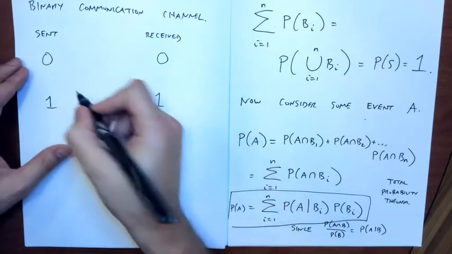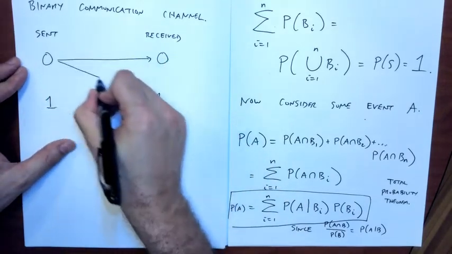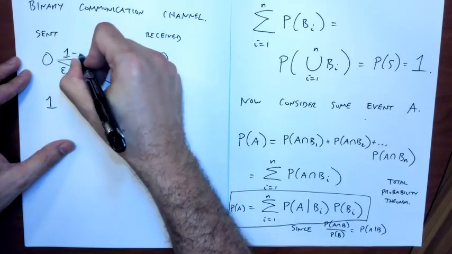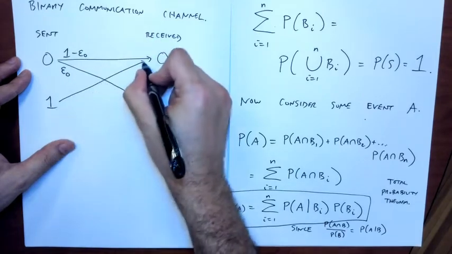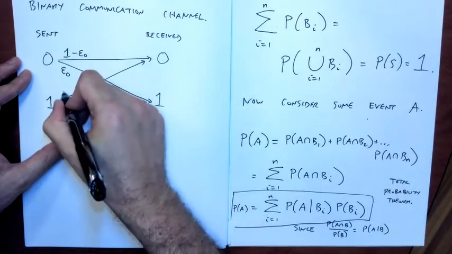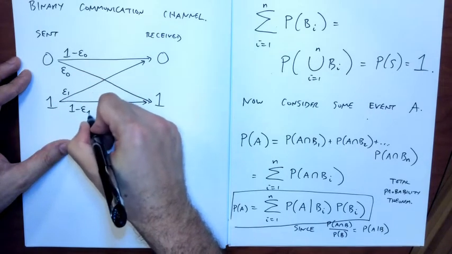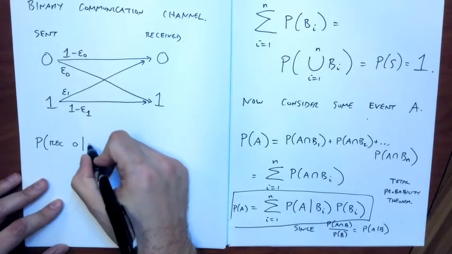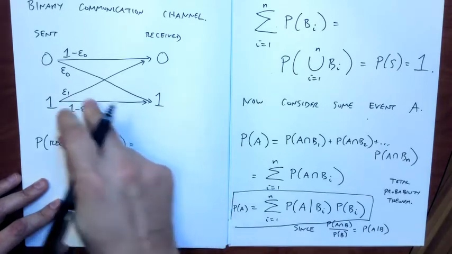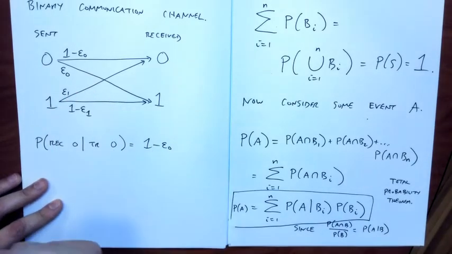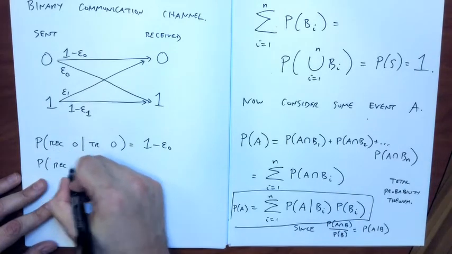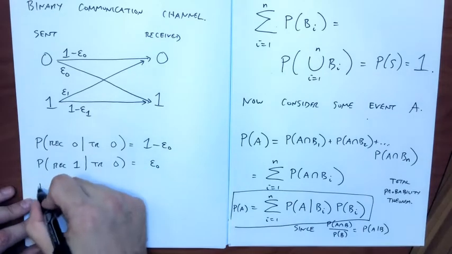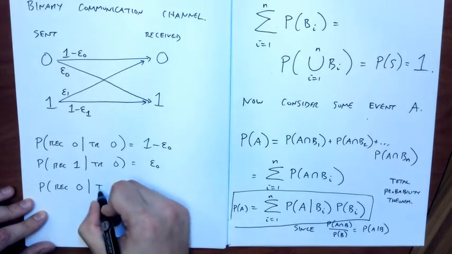And often you see in communications textbooks a diagram something like this, right? There's a little probability epsilon 0 here, and there's a probability 1 minus epsilon 0 here. And then there's a probability epsilon 1 and 1 minus epsilon 1. What this basically means is that the probability that I receive 0, given that I transmit 0, is equal to 1 minus epsilon 0, okay? The probability that I receive 1, when what I transmitted was 0, is epsilon 0. And the same kind of thing for transmitting a 1, right?